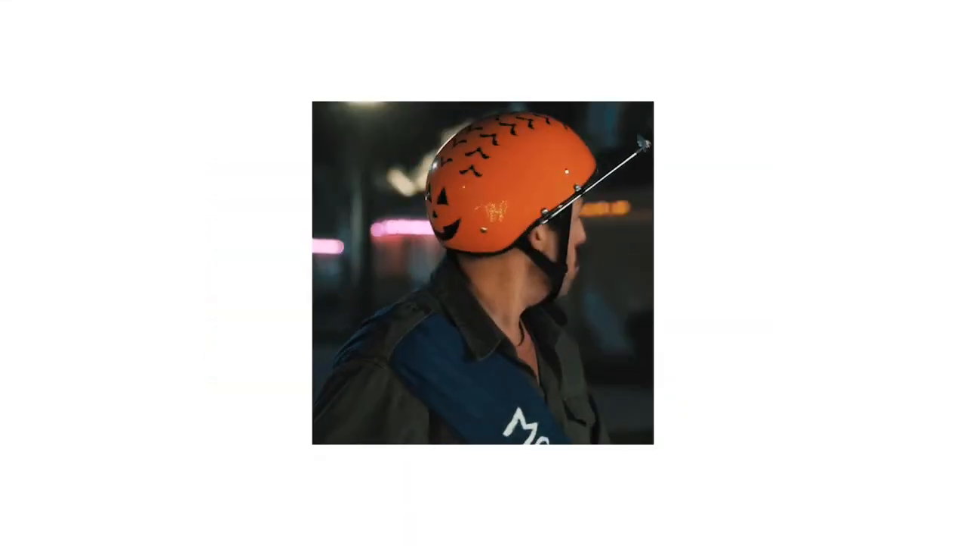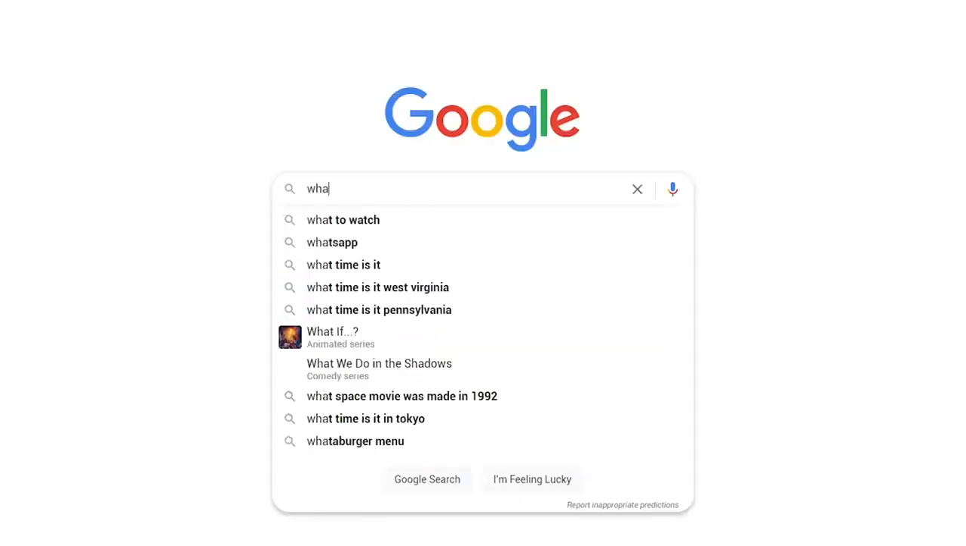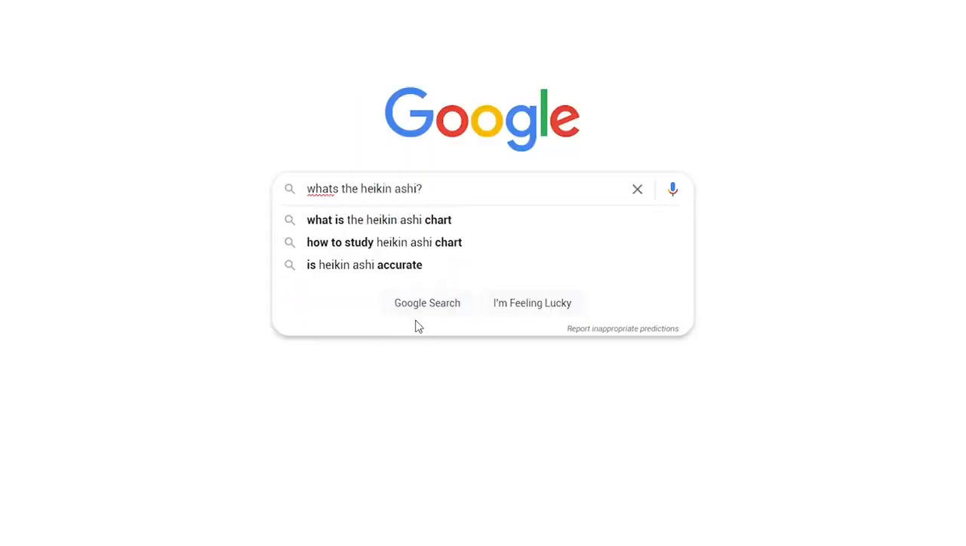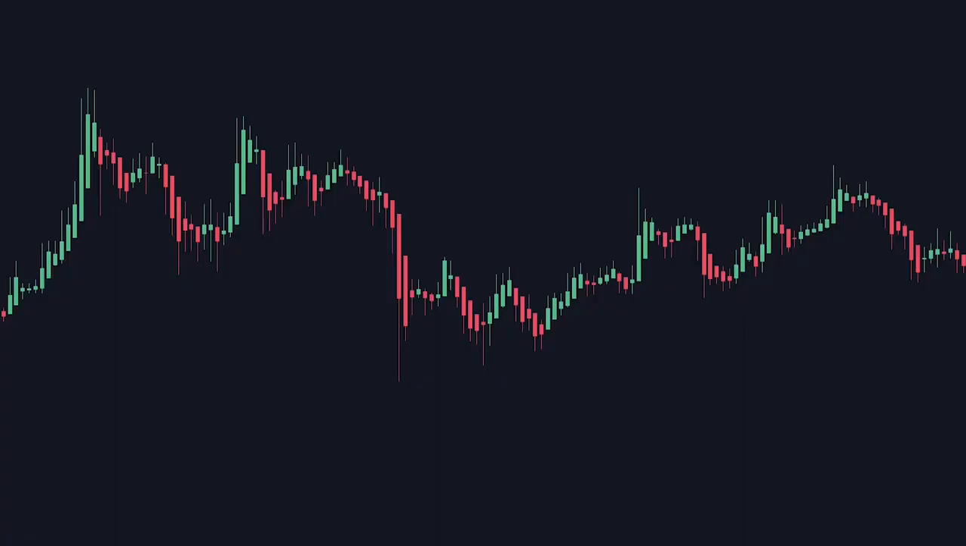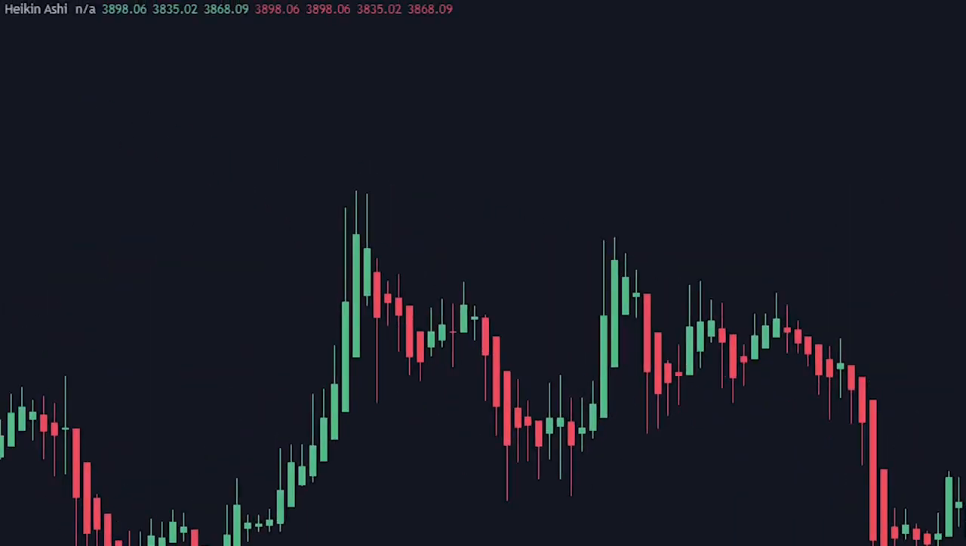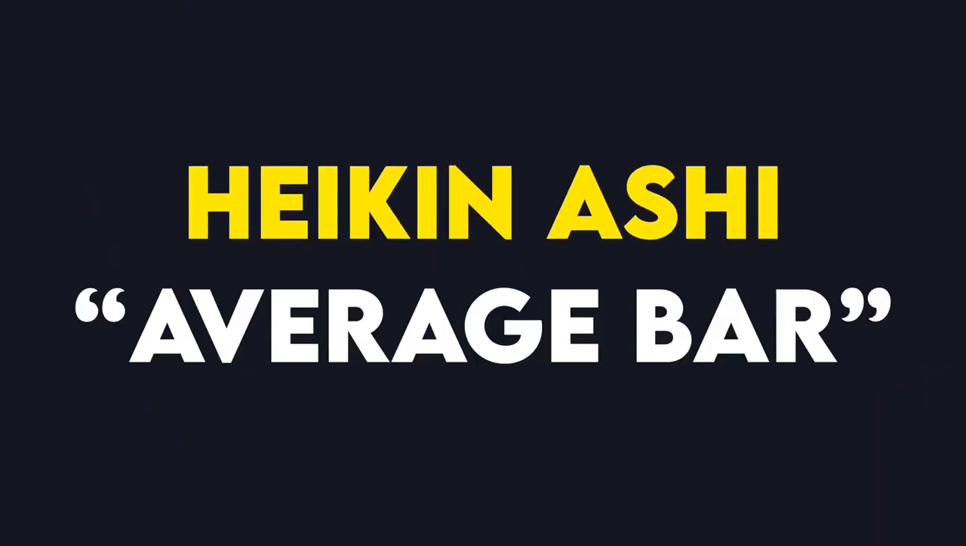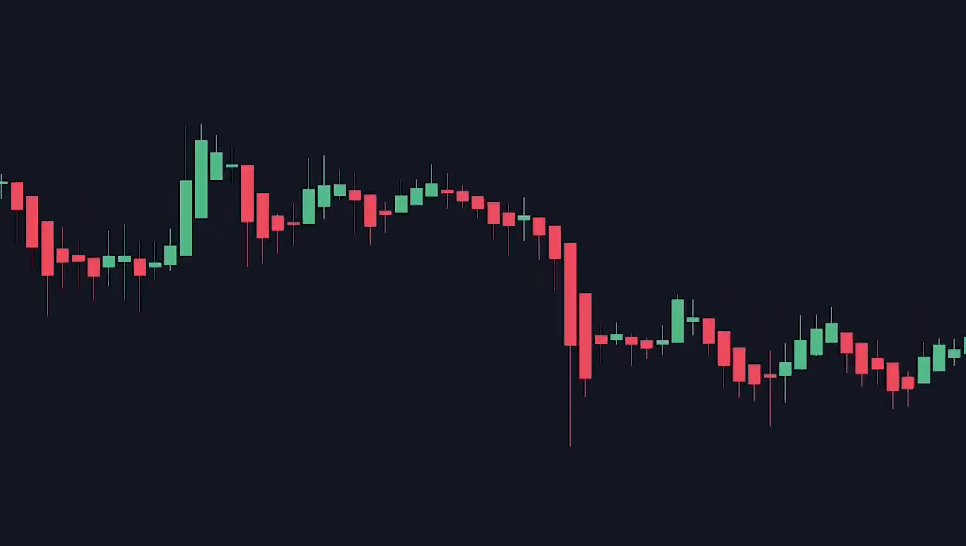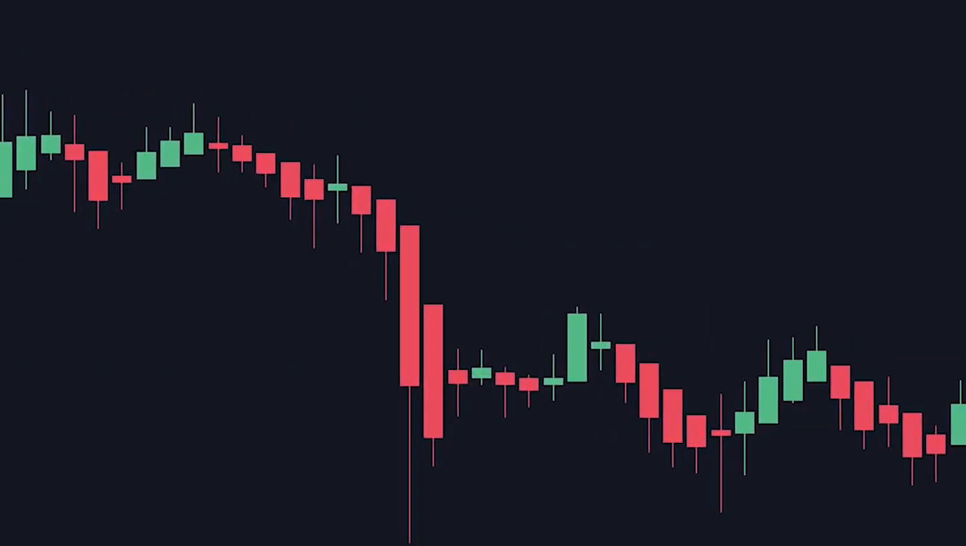For all the beginners out there, or for the people who don't know what the Heikin-Ashi indicator is, let me give you a quick overview. So what we're looking at now looks as if it's just a normal chart, right? Well, actually we're looking at the Heikin-Ashi indicator at work. Heikin-Ashi actually means average bar in Japanese. So that's exactly what it's doing, finding the average in the candlesticks. So this is the real-time chart and this is the Heikin-Ashi chart.